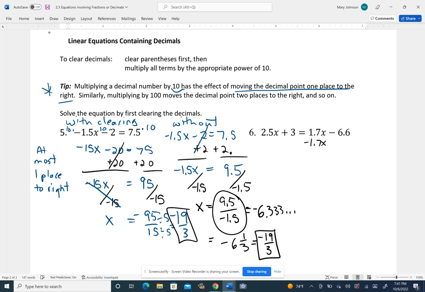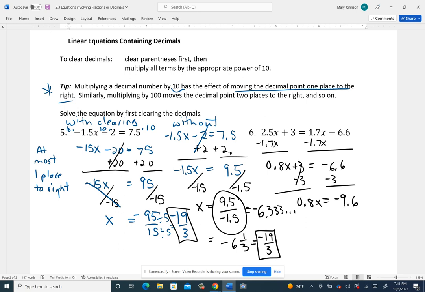So I could multiply through by 10, but I would recommend you just take away 1.7x from both sides. Then you'd get 0.8x plus 3 equals negative 6.6. All right, next, you would just subtract 3 from both sides. Okay, when you do that, you'd get 0.8x equals negative 9.6. Then after that, you would divide by 0.8 on both sides, and you would get x equals, and then it would do this work for you, and it would turn out to be negative 12, and you're done.